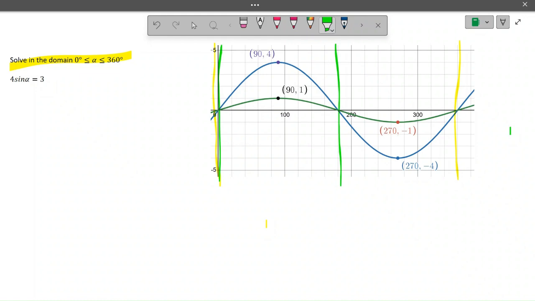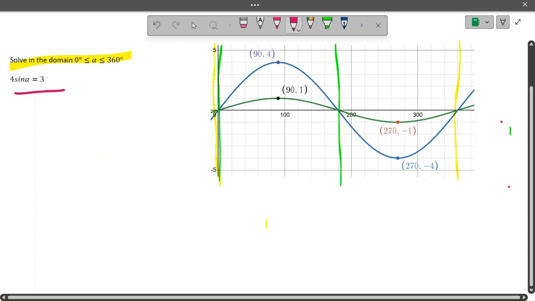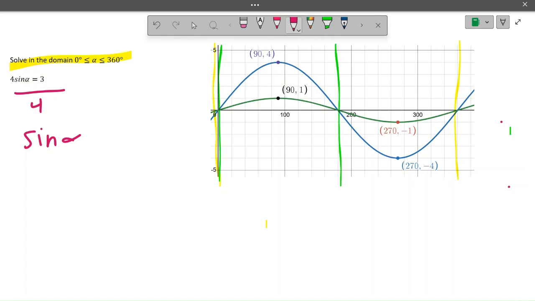So let's go ahead and start solving. So like we did last time, I'm going to get sine of alpha by itself as my first step. To do that, I'm going to divide by 4 on both sides. That leaves me with sine of alpha equals 3/4. As a check that this is correct, I now have sine of alpha on the left side by itself, which means whatever sine of alpha equals has to be between the numbers 1 and -1. 3/4 is definitely that, so it meets that criteria.